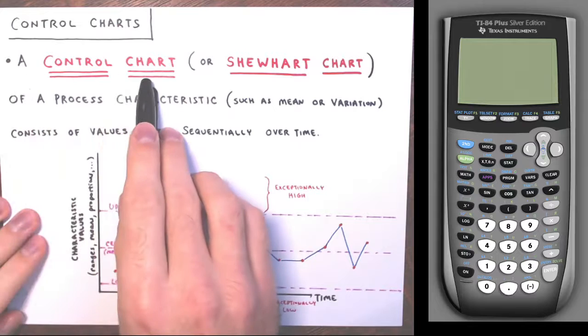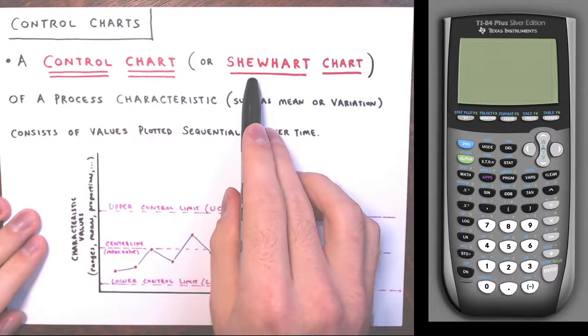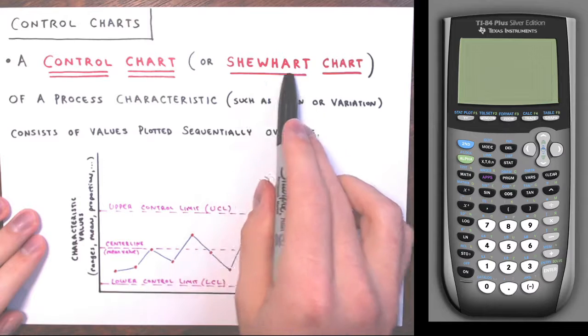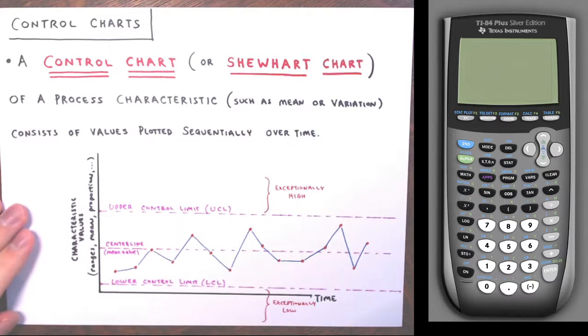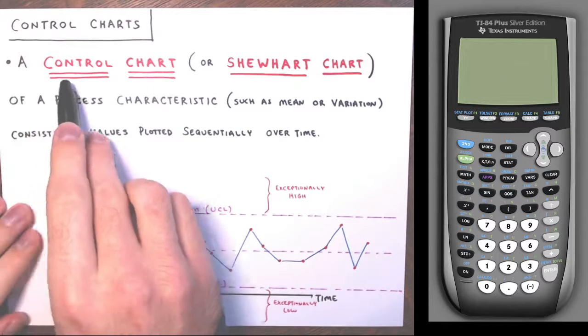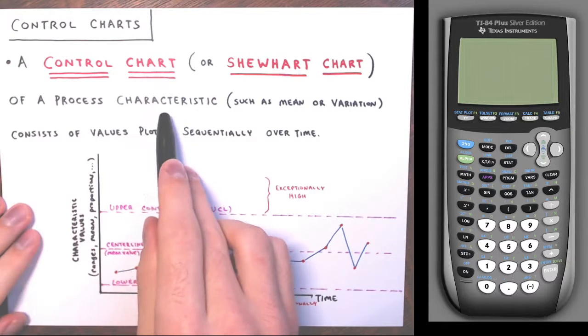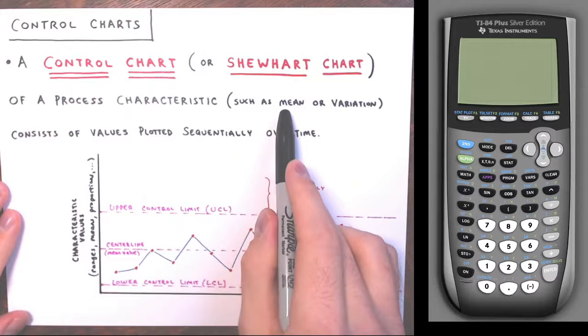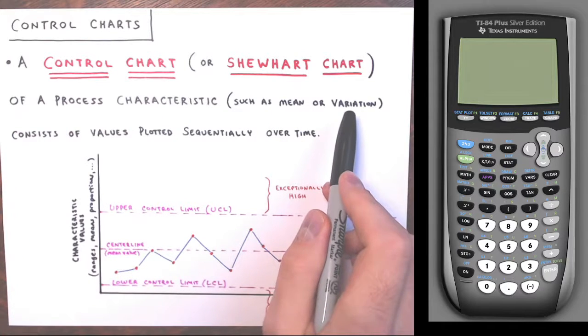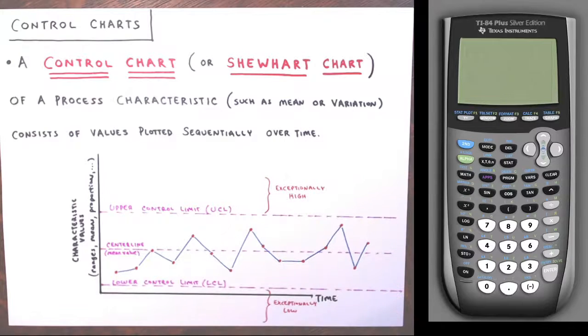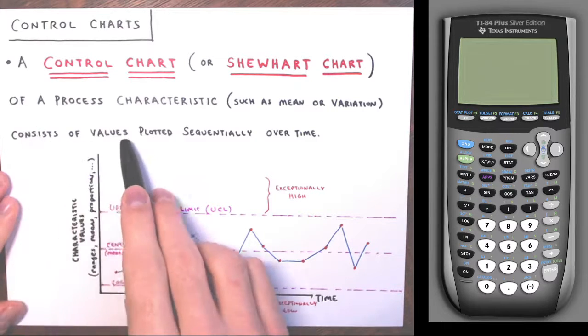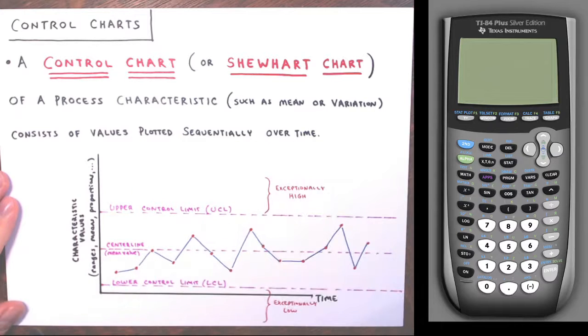A control chart, sometimes referred to as a Shewhart chart, named after Walter Shewhart, who first introduced these back in 1924, charts a process characteristic, maybe the mean of the process, the variation of the process, as we're going to see today with the R chart, or other things. Not just the mean or variation, but other characteristics could be monitored. It consists of values plotted sequentially over time.